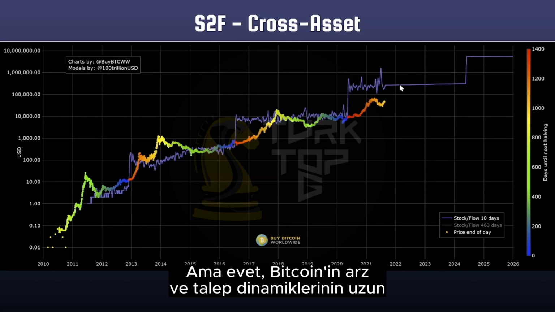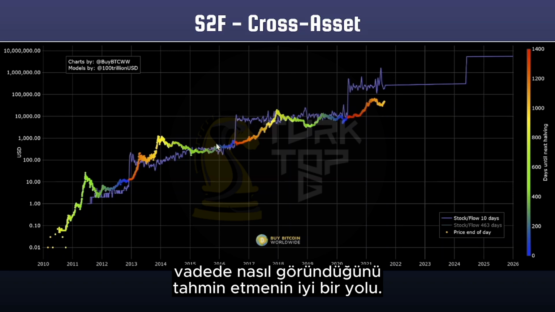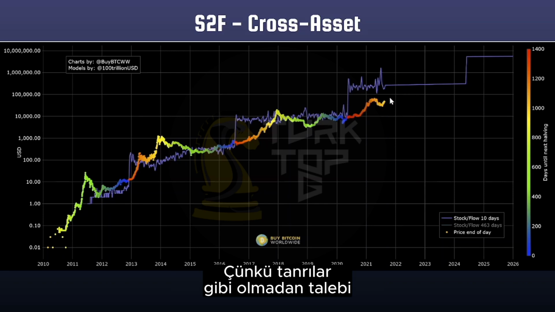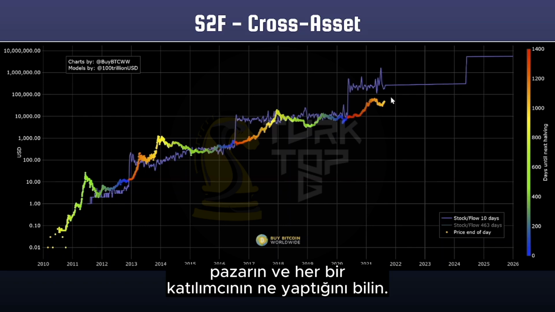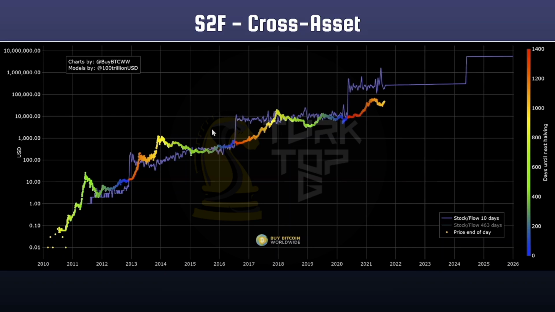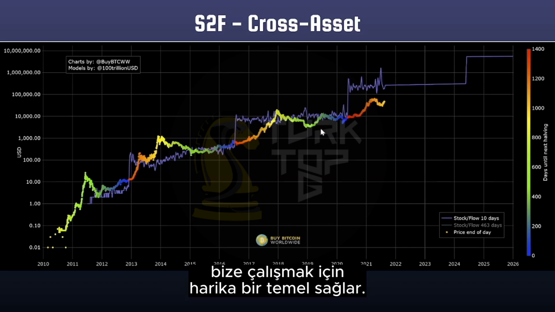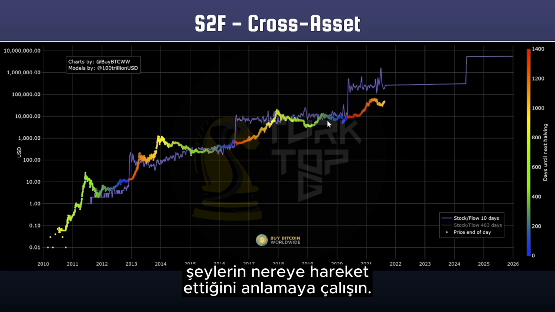But yeah, it's a good way of approximating what the supply and demand dynamics of Bitcoin look like over the long term, because we can't know the demand unless we are like gods and we can look into the psychology of the market and know what every single participant is doing. But using the supply dynamics, which are known, gives us a great base to work from to try and figure out where things are moving.